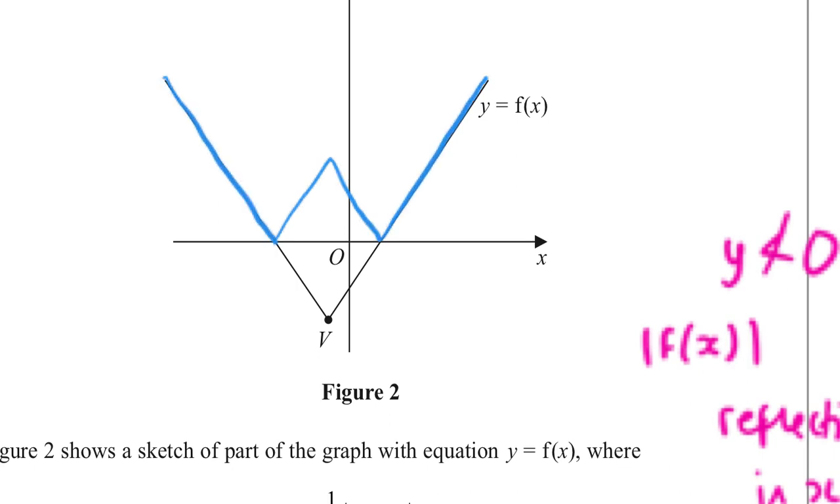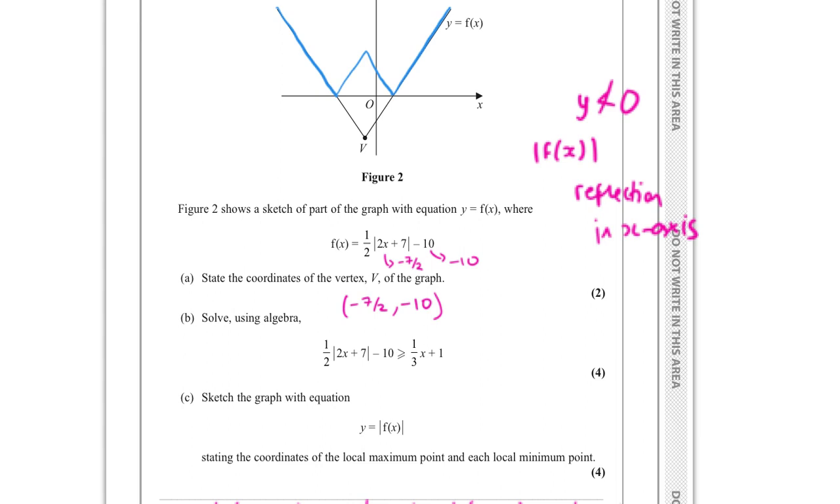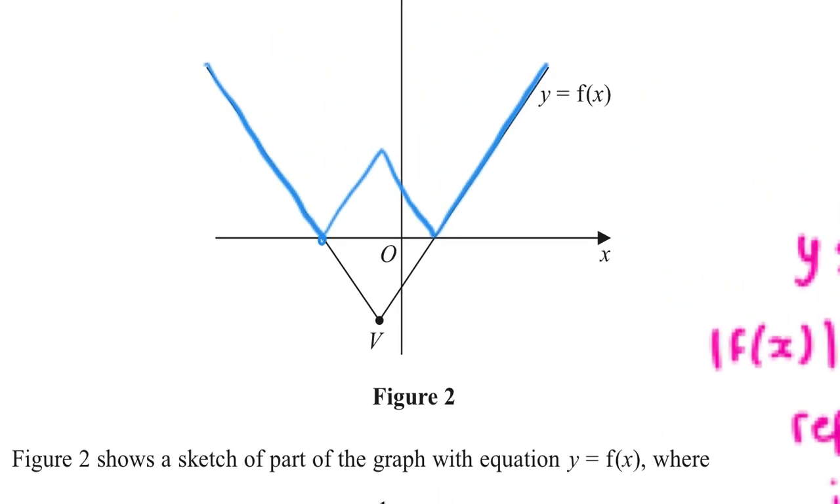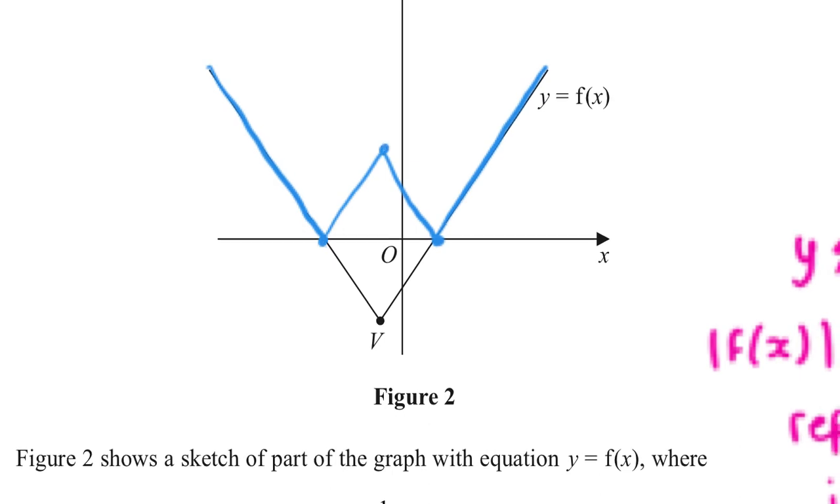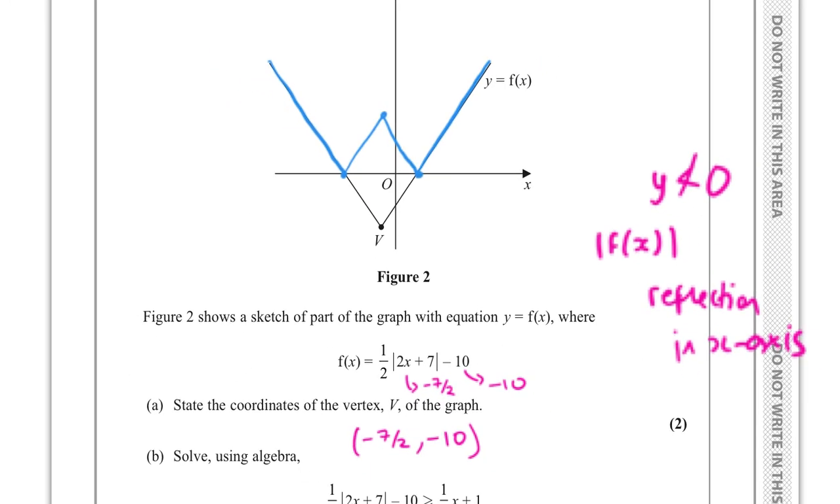Now it is 4 marks, so make sure you write down the coordinates of the maximum and each minimum. It wants the coordinates of these two, because these two are now your minimums, and your maximum. Now you know this is going to be your positive y value of part A. So this is going to be (minus 7 over 2, 10).